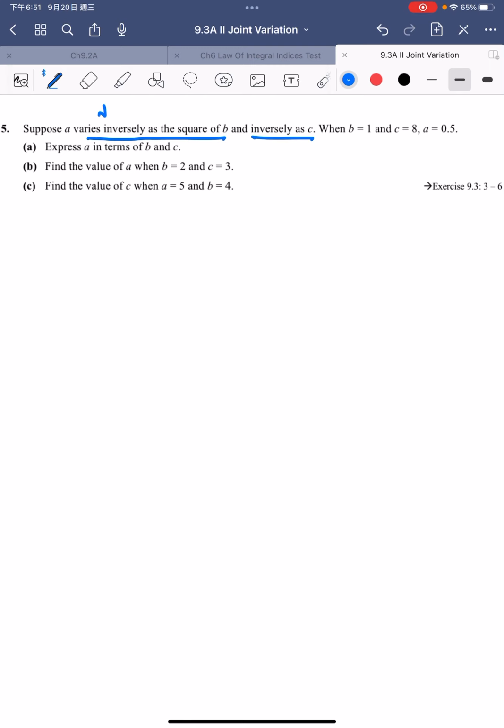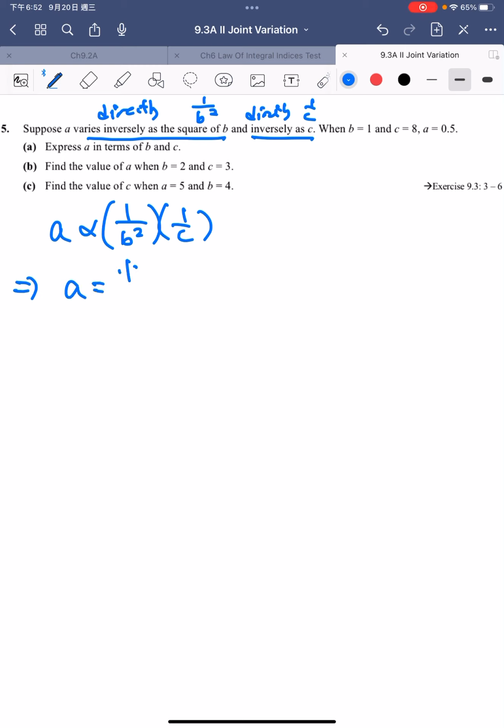So inversely changing to directly, the square of b means that you can change into 1 over b squared. Inversely changing to directly, we have c being 1 over c. So now the relationship between a, b, c: a is proportional to 1 over b squared times 1 over c. Now we change the proportional sign to become equal to k. Then we have a equal to k divided by b squared c.